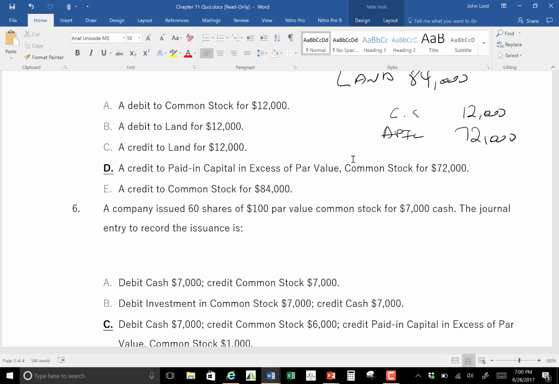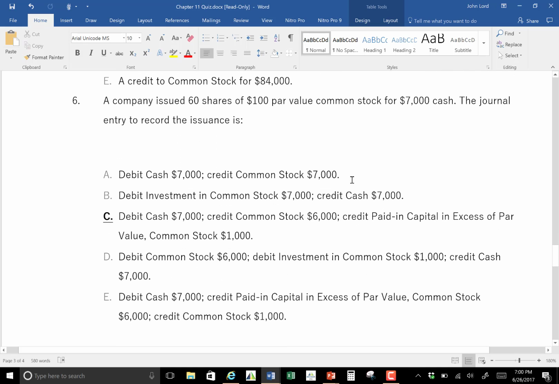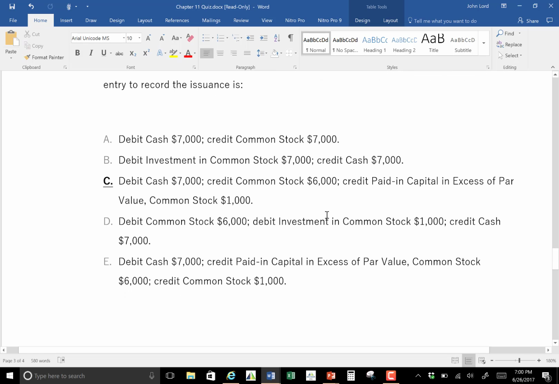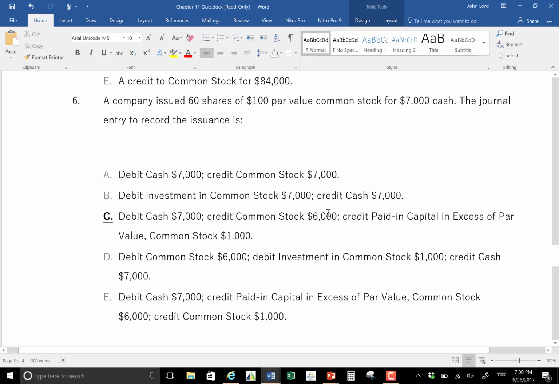Okay. All right, so let's come over and let's take a look at number 6. A company issues 60,000 shares, $100 par value common stock for $7,000 cash. The journal entry: debit the cash $7,000, credit the common stock for the $100 times the 60 shares. That's $6,000. The difference goes to paid in capital in excess of par.